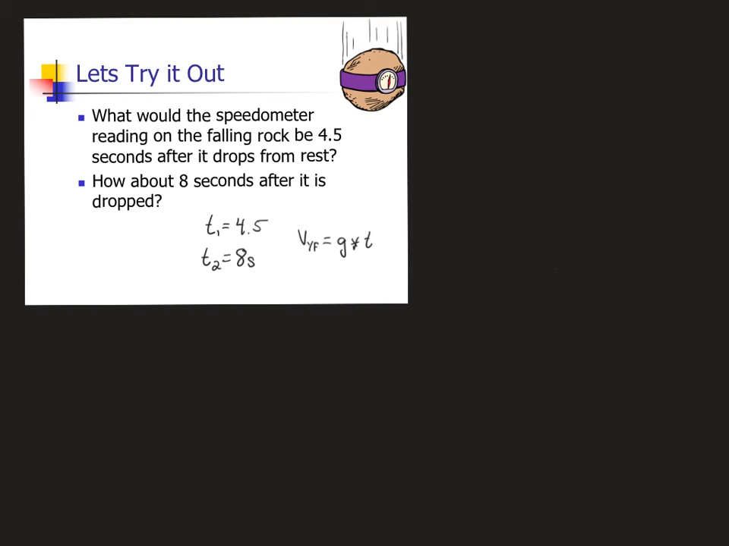With this, I'll rewrite my equation so we can see how it looks as I enter the items. For the first one, the time is going to be 4.5 seconds. Gravity, as it always is, is going to be 10 meters per second squared. It is gravity times time, which gives us a velocity of 45 meters per second.